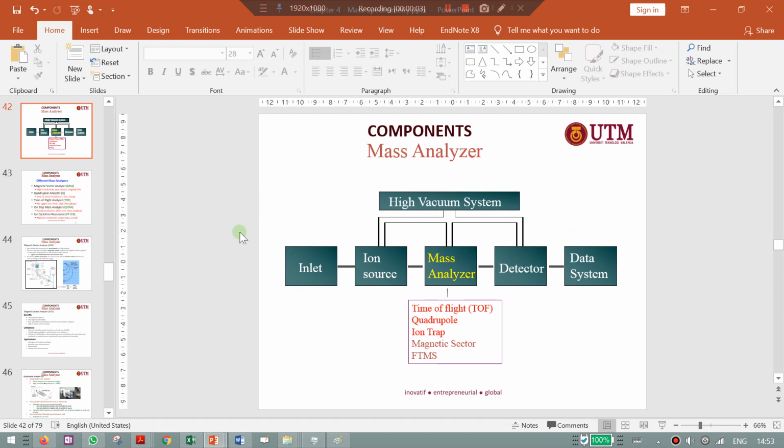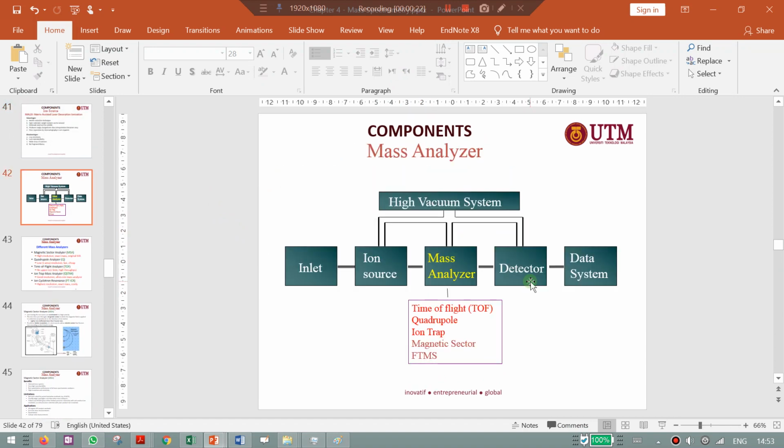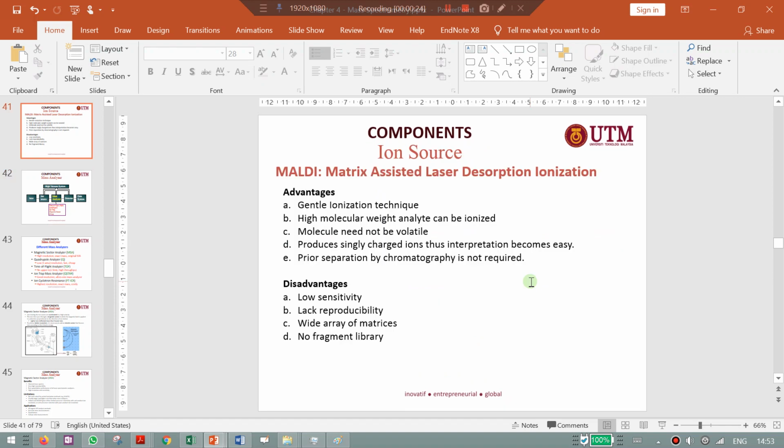Alright, in the next component we will look into the mass analyzer. We have multiple kinds of mass analyzer, but we won't go into every mass analyzer, because there are a lot of things to learn. So maybe we learn two or three important mass analyzers, or the most common ones. Alright, in the mass analyzer, what happens?